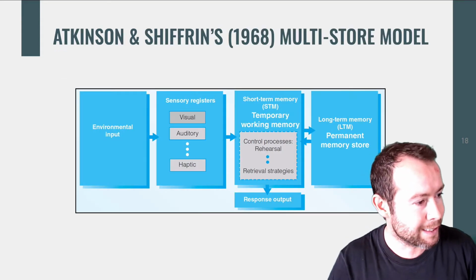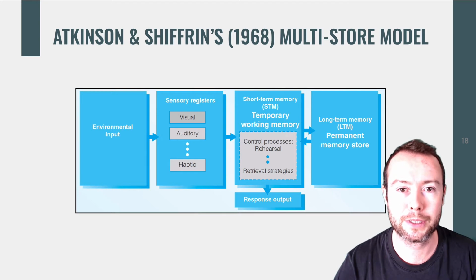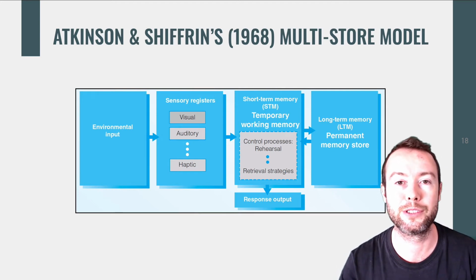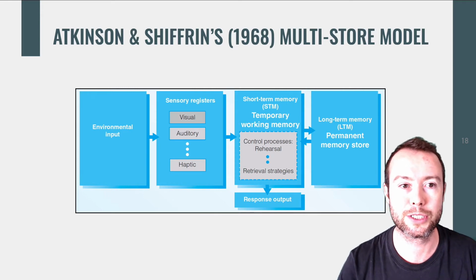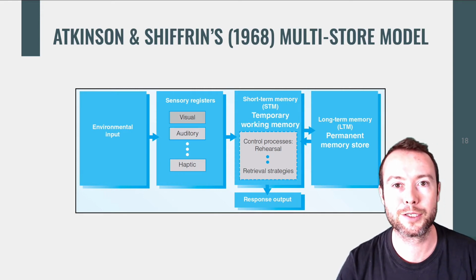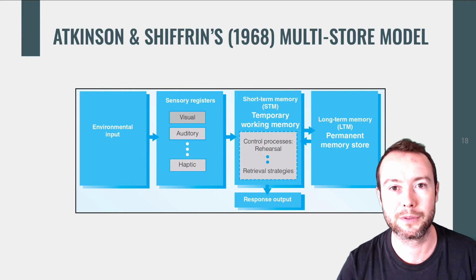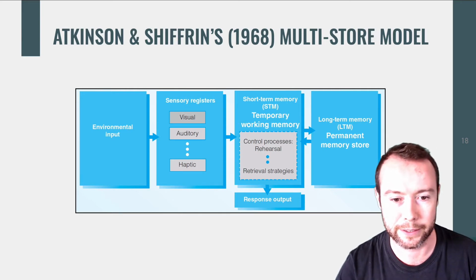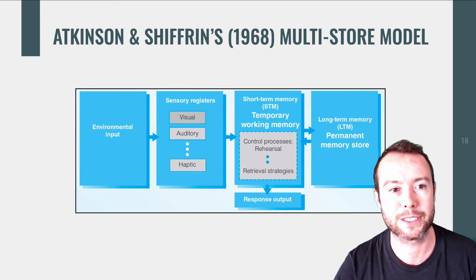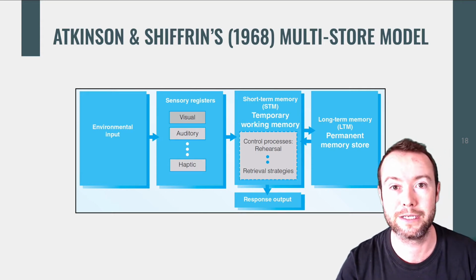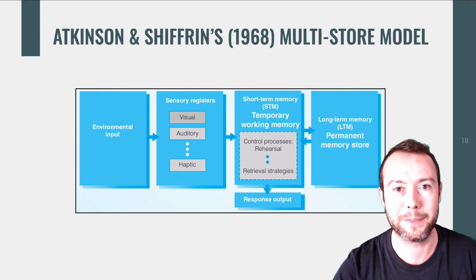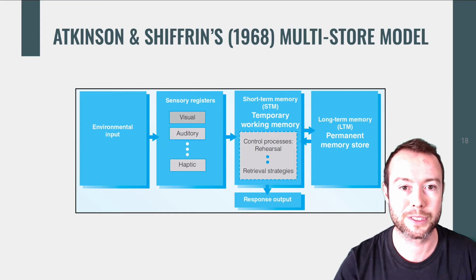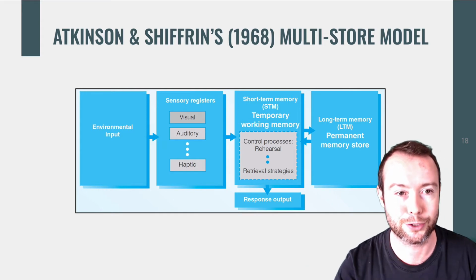So Atkinson and Shiffrin's multi-store model basically proposed that we have several stages through which information flows before it can be stored in long-term memory. This was a very influential model and has an entire architecture of cognitive processing here. If we follow through from the left-hand side, we first begin with what they class as environmental input. You can just think of this as all sensory input, so light, sounds, touch, etc.